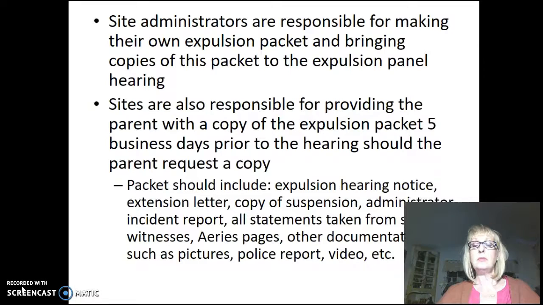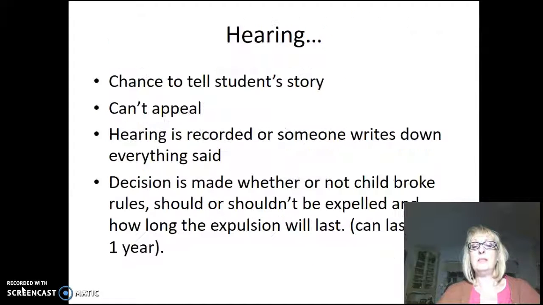So then the site administrator is responsible for getting the packet together, and they are also responsible for providing a packet to the parent within 5 business days if the parent requests. So this packet should include the expulsion hearing notice, the extension letter, a copy of the suspension, the administrator incident report if there is one, all statements taken from student witnesses, the ARIES page, and other documentation such as pictures or a police report or video or anything that was taken when the incident occurred.